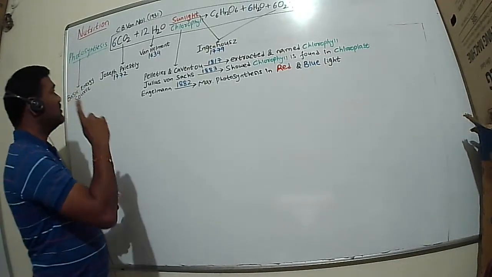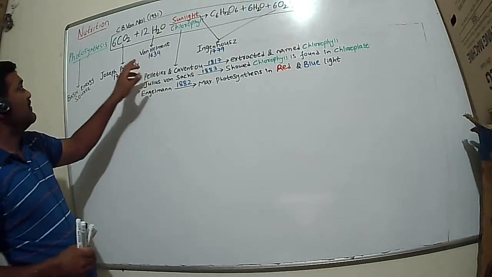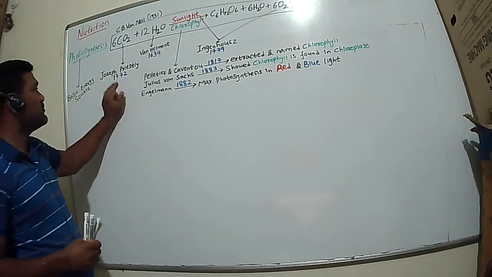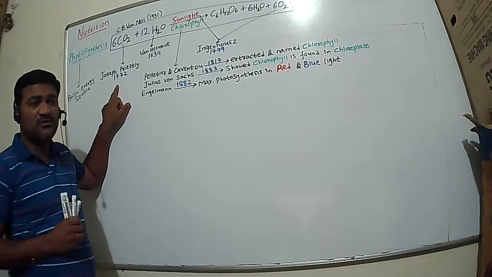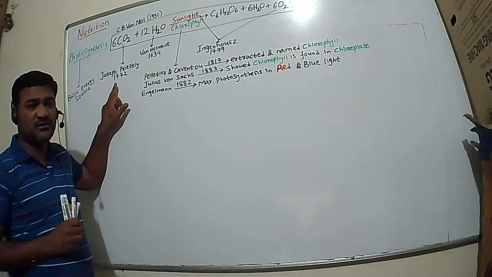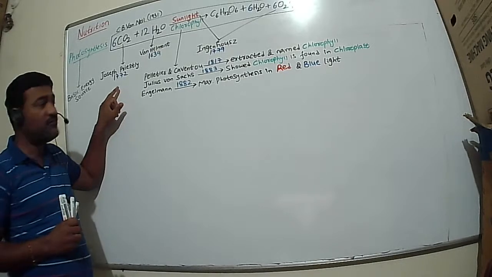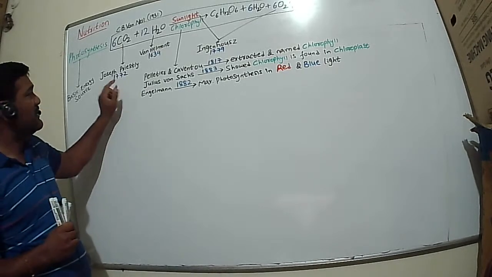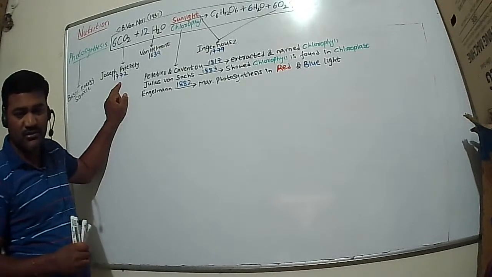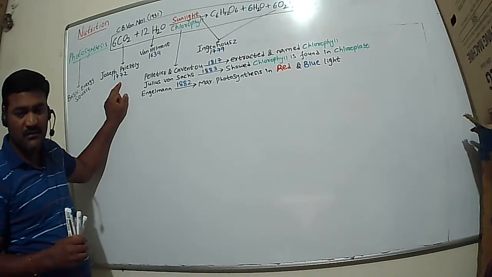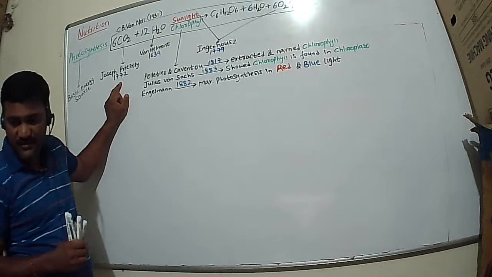Anyhow, so next, after Van Helmont and Joseph Priestley. Joseph Priestley was the first person to discover oxygen, and he called oxygen dephlogisticated gas. But later the name oxygen was coined by Lavoisier, who is known as the father of modern chemistry.